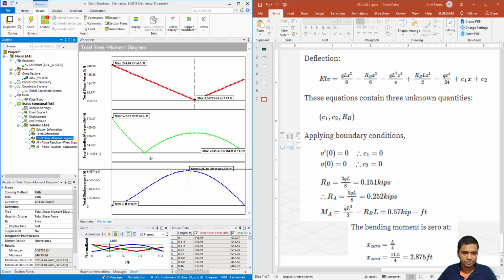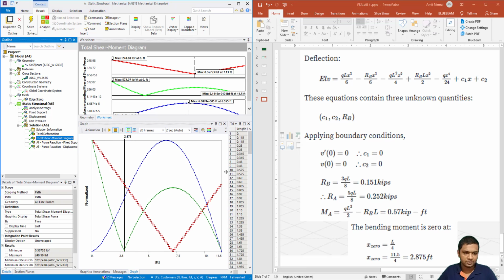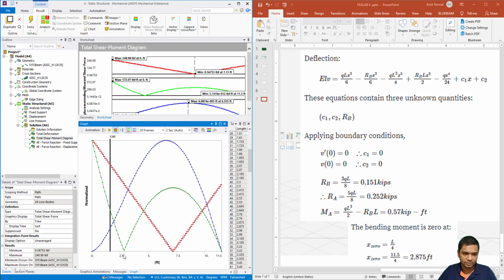Let me just pull up this graph, and let me go to the right side table data. Here the green one is our bending moment. If you see, the 0 bending moment is at 2.875 feet, in the answers also, right? You can drag and drop at a location. I just clicked on this location, so it's the 2.875 feet location. We are getting the bending moment to be 0, so that also matches our analytical solution.